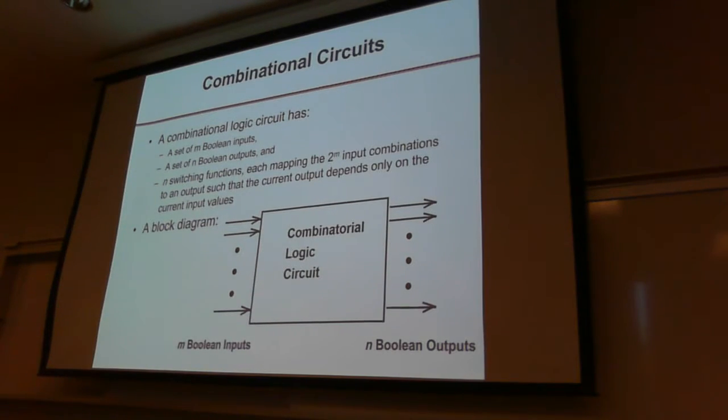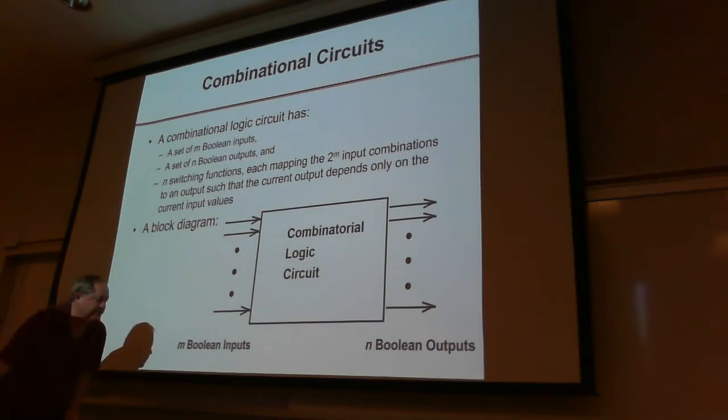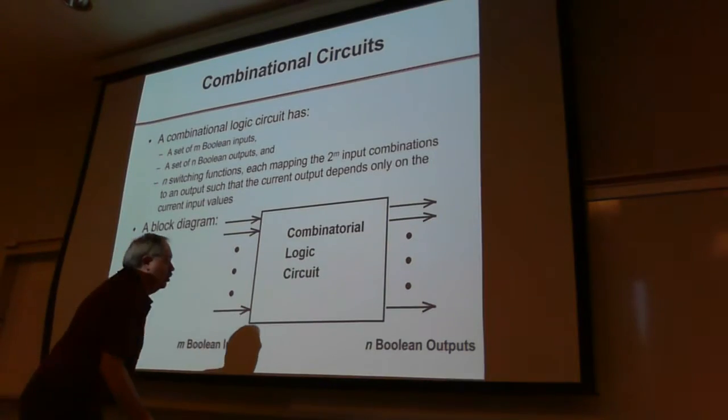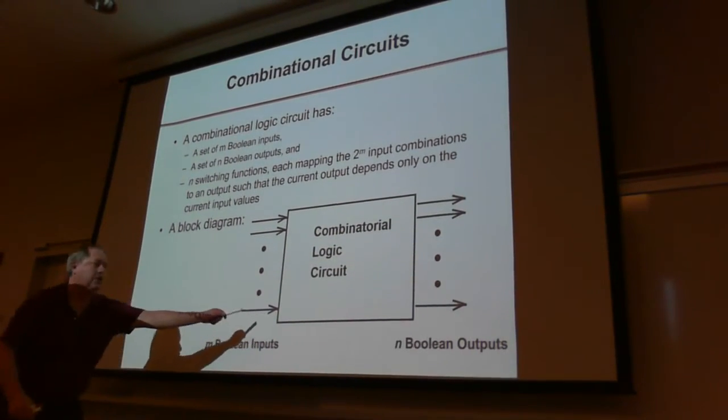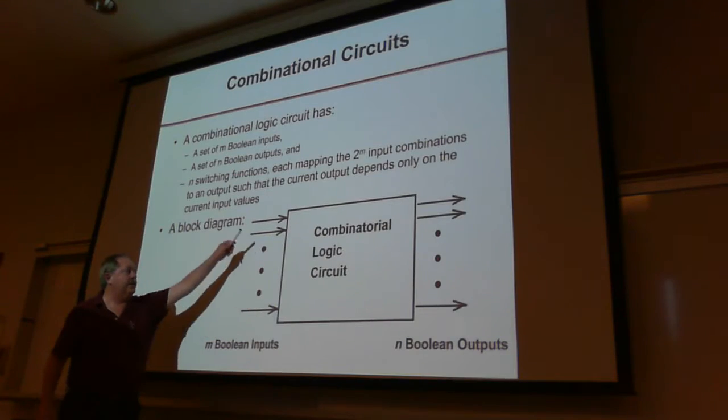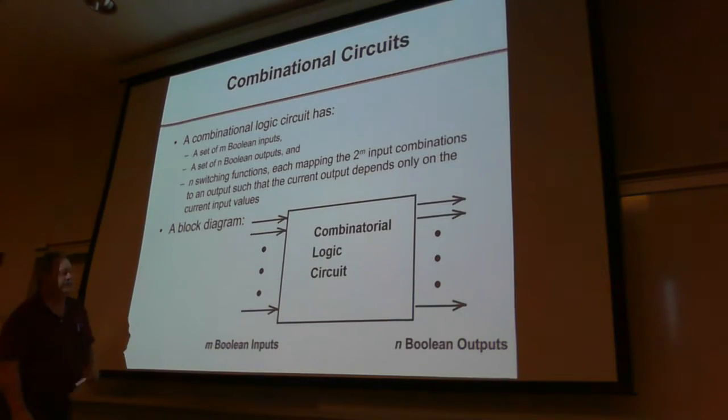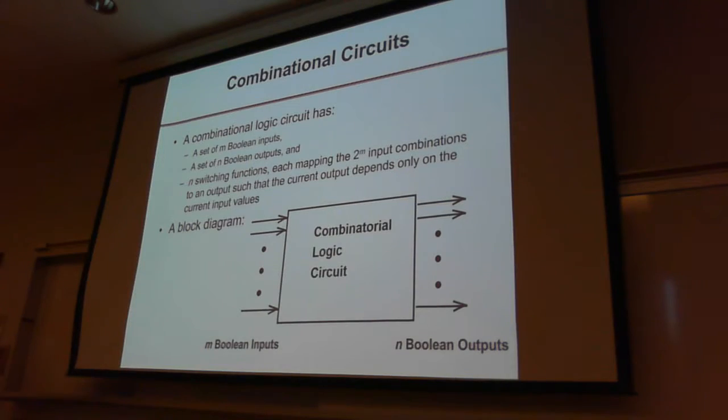So starting off with a combinational circuit, you can think of this as kind of a black box type of thing, where you have this box, this component, that has m number of inputs and n number of outputs. Okay, and since we're talking about a Boolean logic circuit, then of course they're all Boolean inputs and outputs. All right, so inside of this circuit, there's a bunch of switching functions, and the exact switching functions will be determined by whatever it is we want this particular circuit to do.